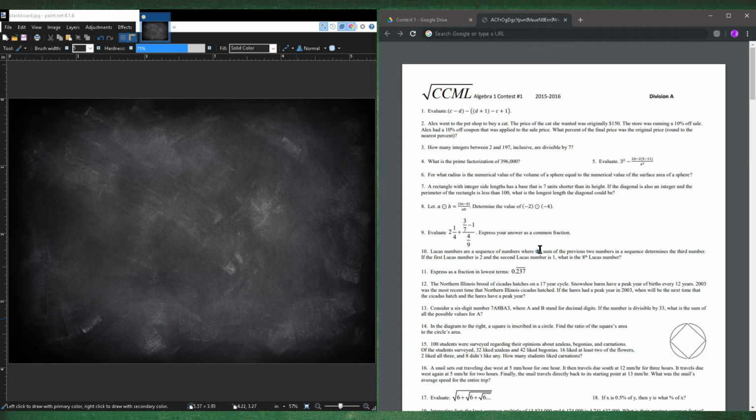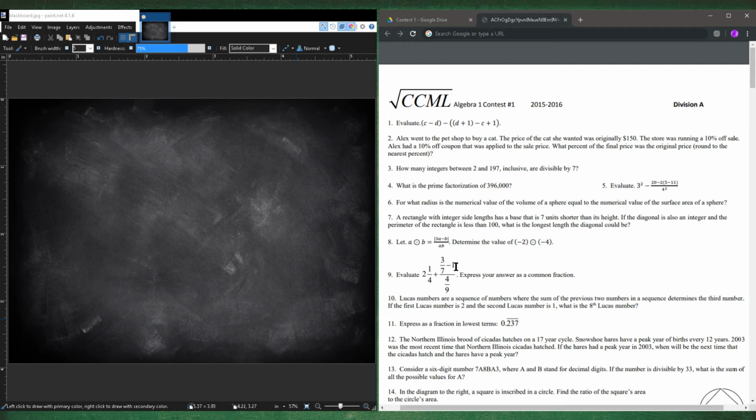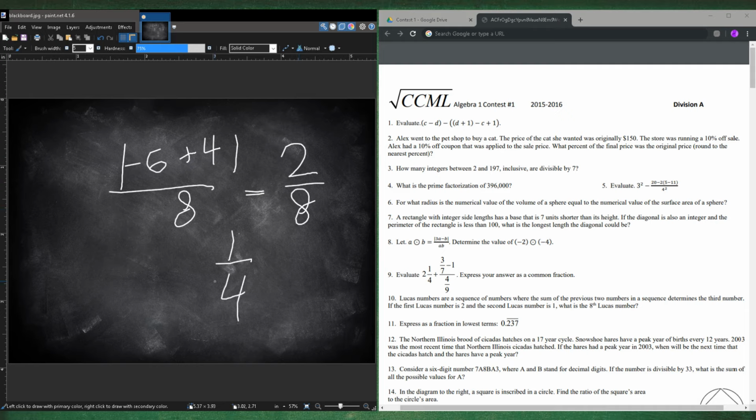Let A circle B equal the absolute value of 3A minus B, divided by AB. Determine the value of -2 circle -4. So you just plug this in: -6 plus 4, absolute value, over -2 times -4, which is 8. So this is just -2, whose absolute value is 2, over 8. So the answer is just 1/4. It's really just that simple.